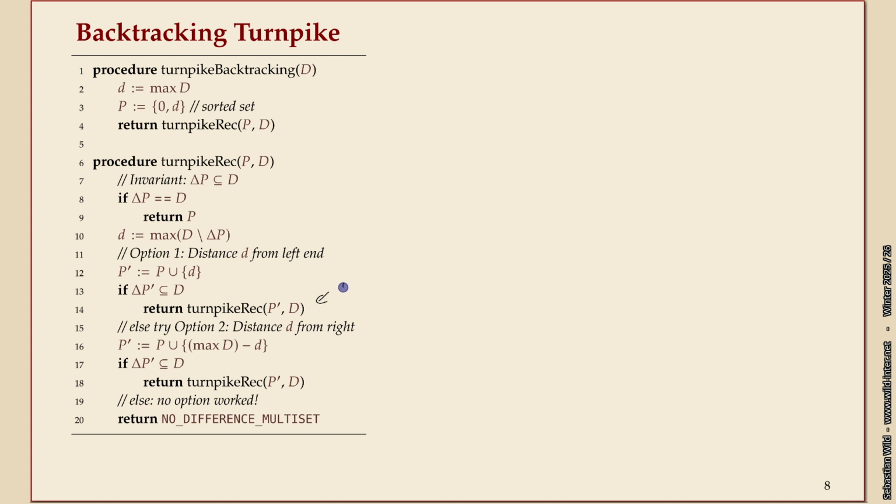There's a check missing. If it's not this, no difference multiset. You only return if it succeeds. If it fails, then you keep trying the other option. And that looks symmetrical. You take the distance between the largest and this D and try again to see if that worked. And if neither of the two options work, then it cannot work.